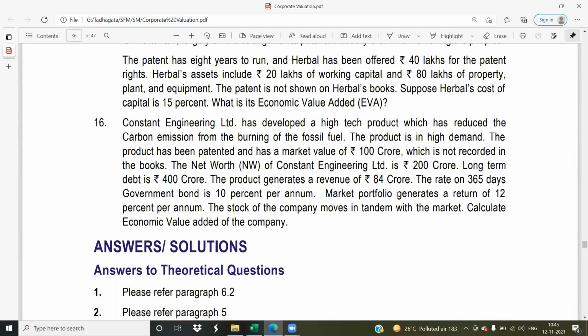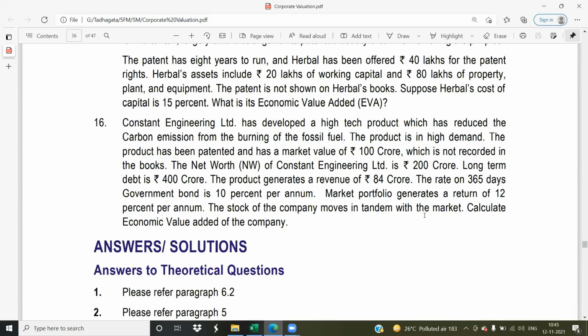Market portfolio generates a return of 12% per annum. The stock of the company moves in tandem with the market, so the company generates 12% return. That's how we understand. So we need to find out economic value added. How do you find out economic value added? What is the formula? NOPAT minus WACC into invested capital.